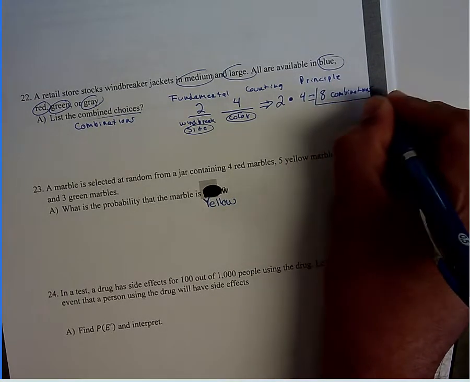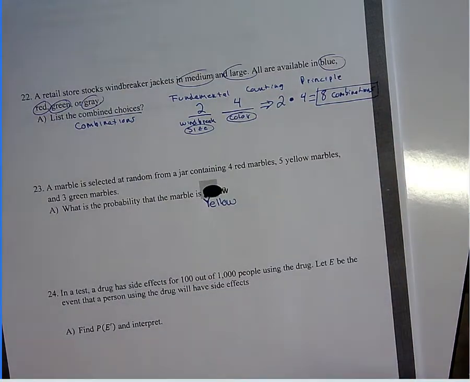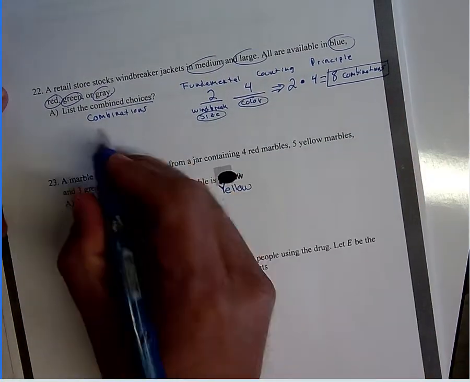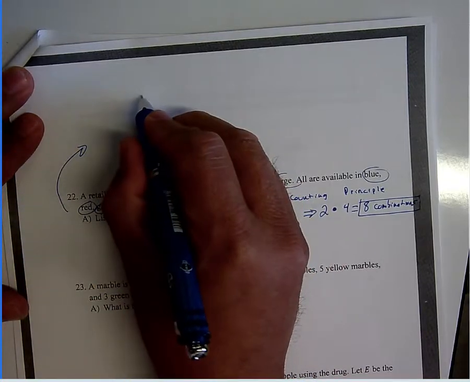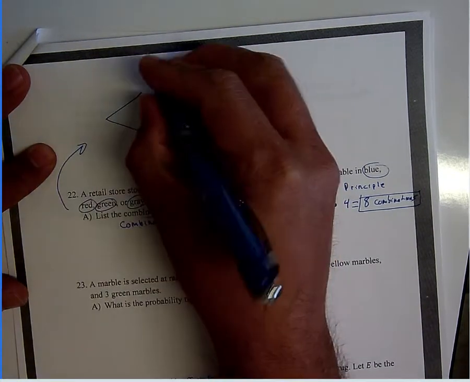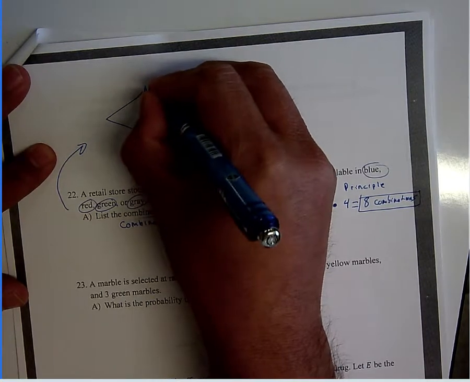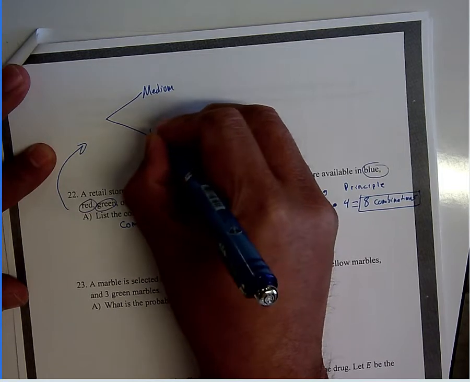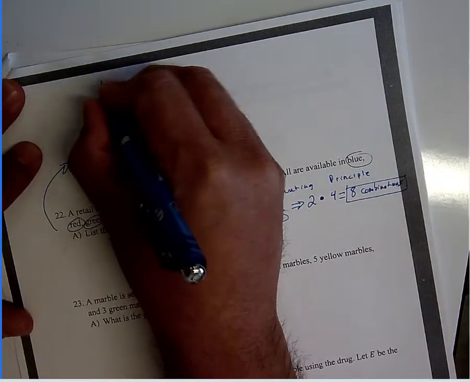This would be the answer. And I'm going really quick on this. Another way visually, and this would help a lot of you, is to draw a diagram. So I'm going to draw it over here because there's more space. So for the first options, we have size. We have medium, and we have large. This is for the windbreaker.